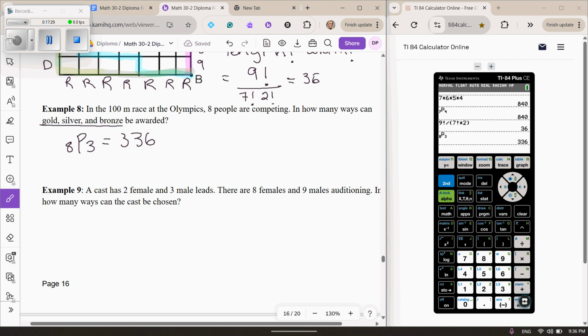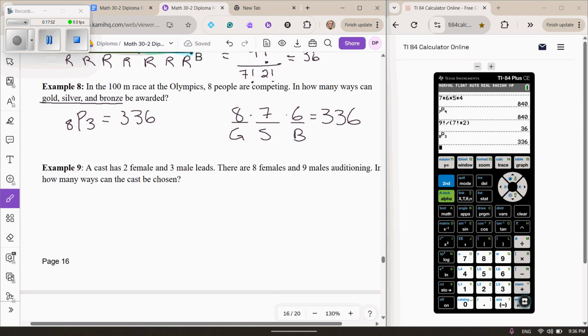And remember that is equivalent to, here's my gold, my silver, my bronze. I have 8 people who could win gold. I have 7 people who could win silver, and I have 6 people who could win bronze. And that gave us the same answer, so 2 equivalent ways to find it.